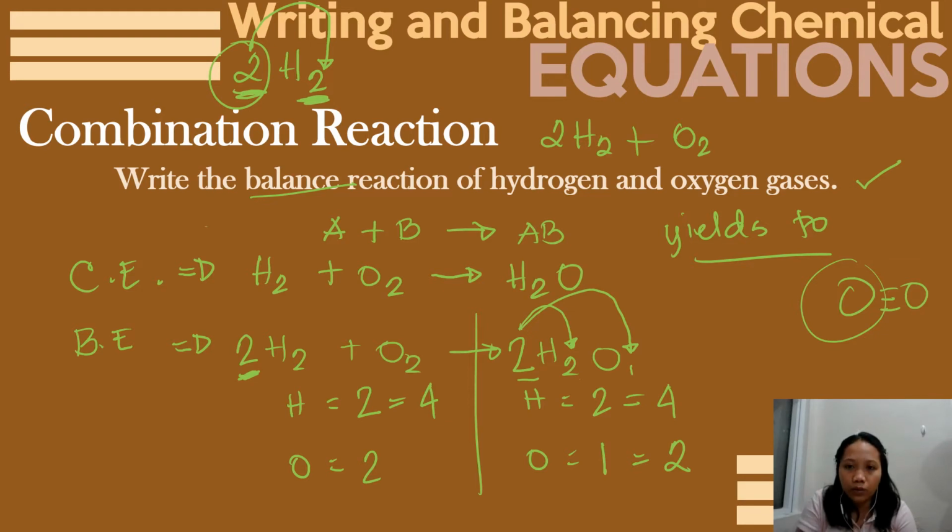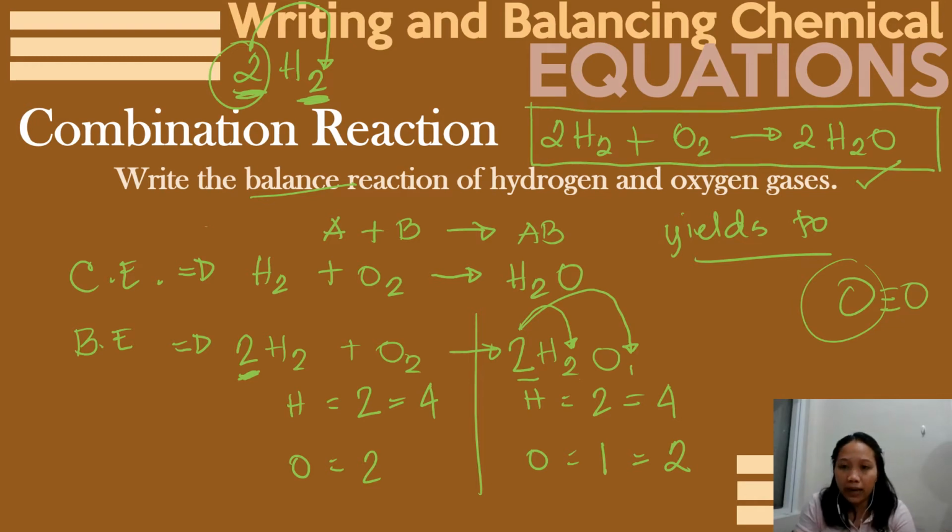So same here. And you have now O2, and of course that leads you to 2 moles of water. So what does it mean? You need 2 moles of your hydrogen gas and 1 mole of your oxygen gas for you to produce 2 moles of water. So that is how you are going to answer a combination reaction.